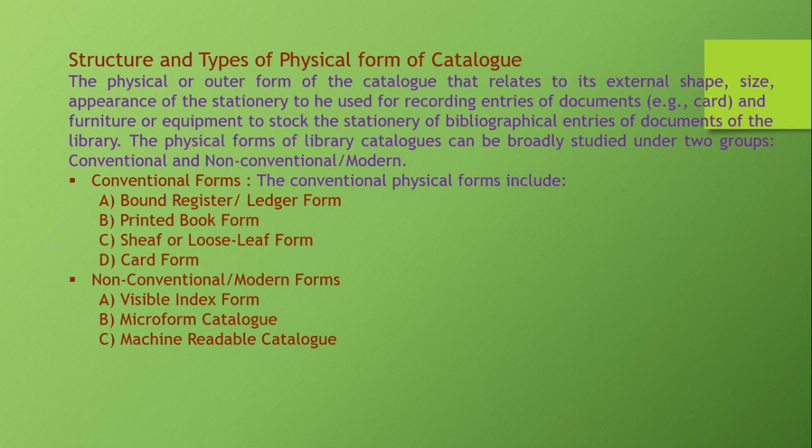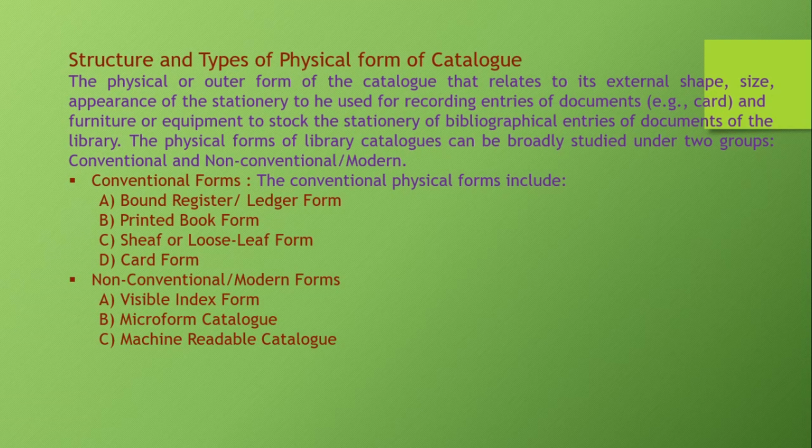Next, printed book form. The printed book form of library catalog is one of its typical forms. These types of library catalog are prepared conforming to all the standard principles and rules of cataloging with cross references and multiple entries.